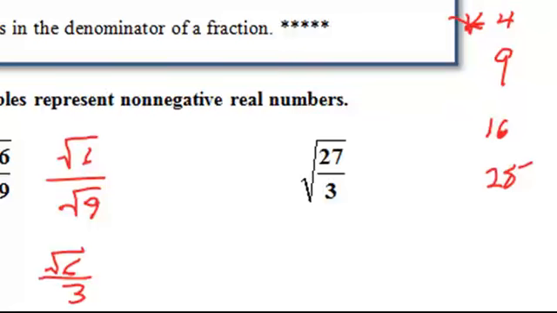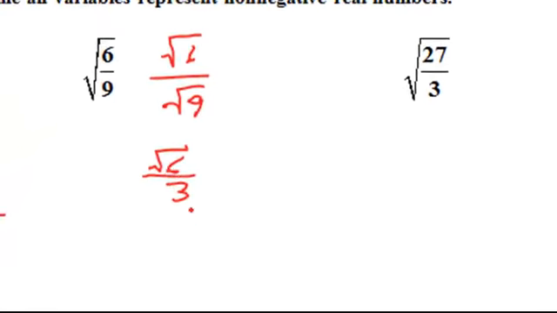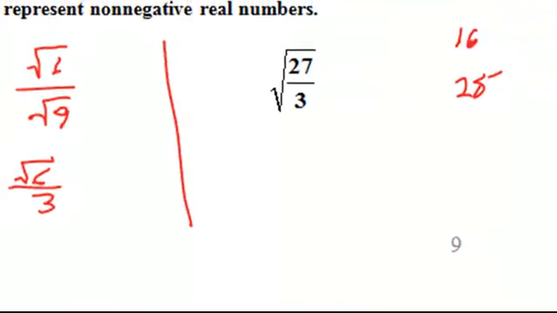That's it. We're done. Now, what about canceling? 6 and 3 have a common factor of 3. Can we cancel? No, they're inside a radical and outside, so they don't cancel. We're done.